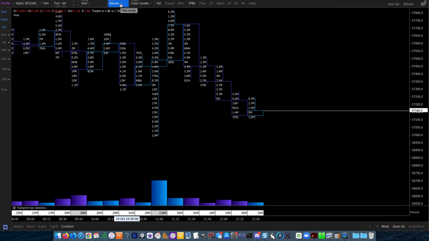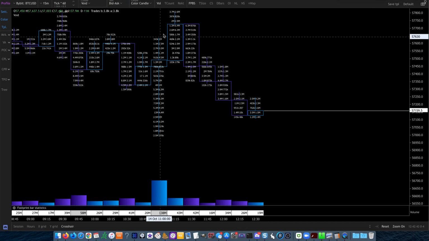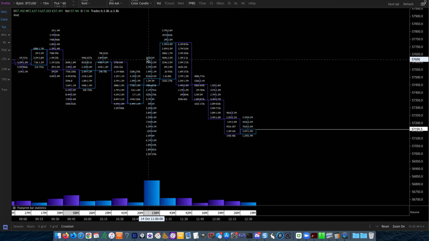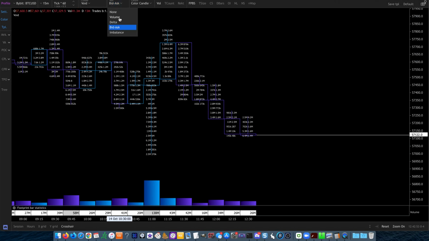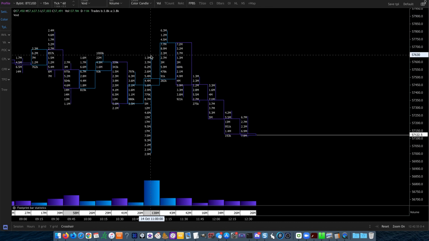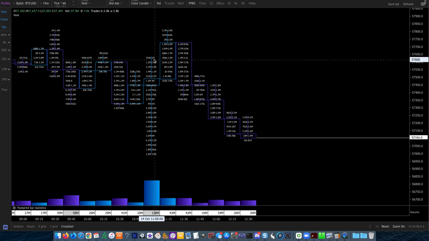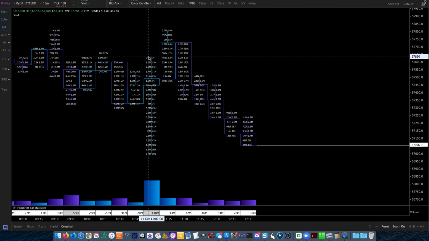Then the second type of information we have here is the bid-ask. This is what I was showing you before. What this is doing is dividing the total volume into sells and buys. So if we go back to regular volume, at the top of this candle, we can see that there was 1.3 million total market buys and sells together that came in at 57,600. If we turn on bid-ask, we can see that that 1.3 million is divided up into 300,000 sell market orders and 1 million buy market orders.